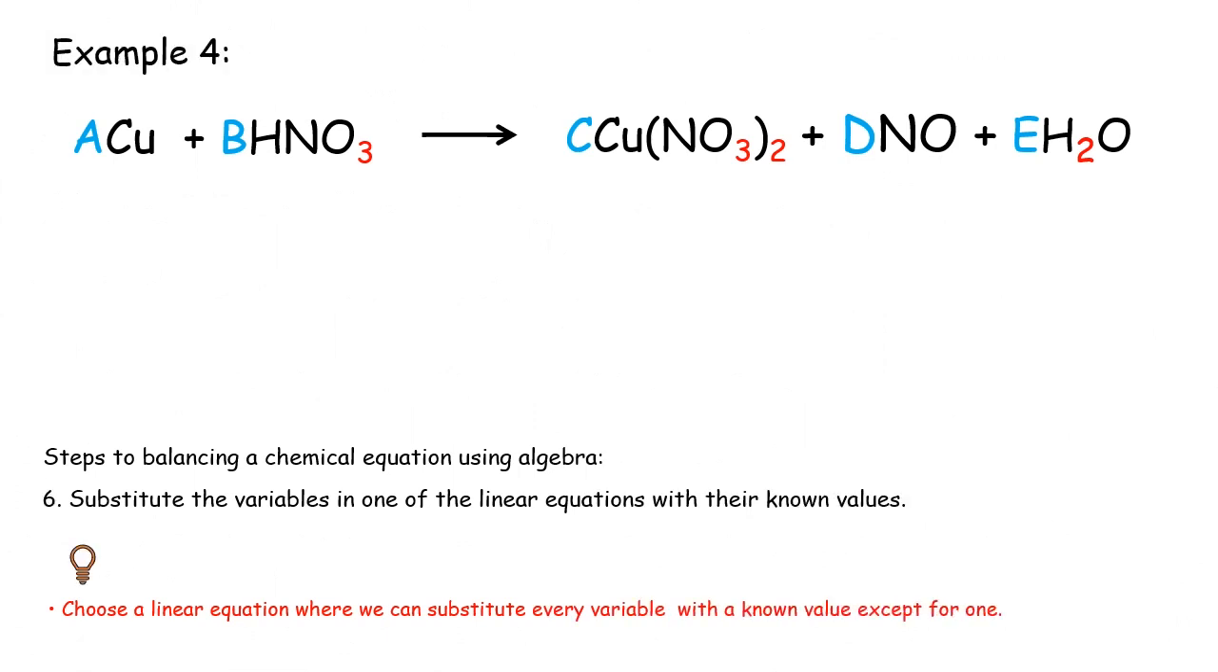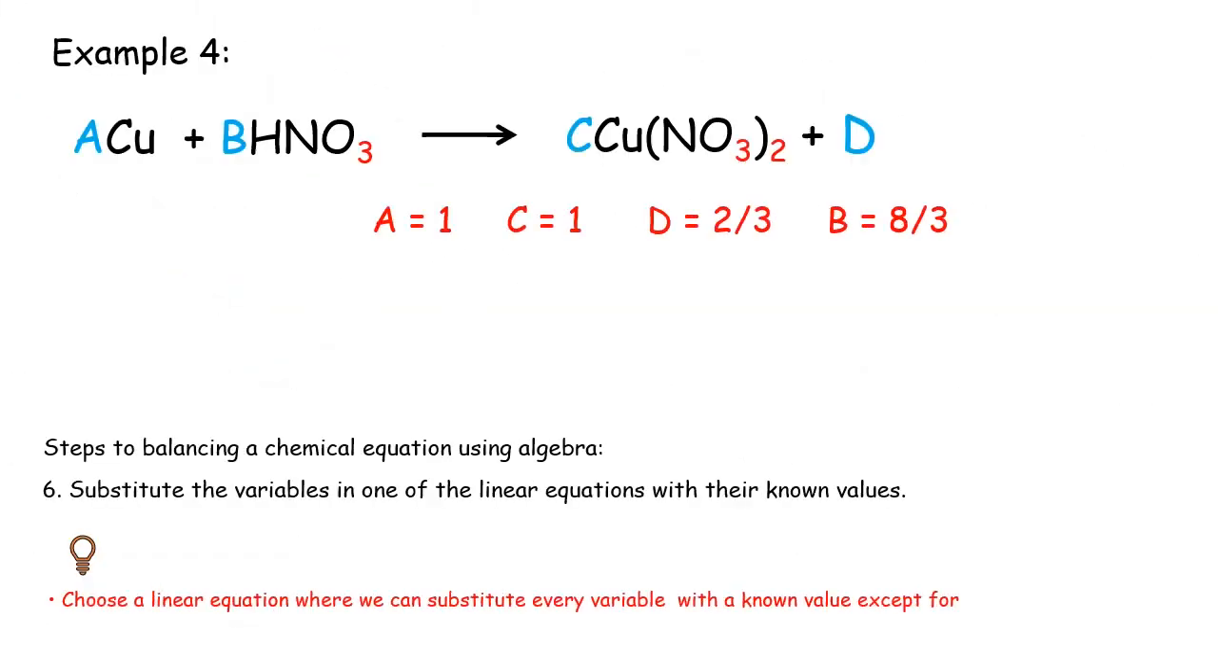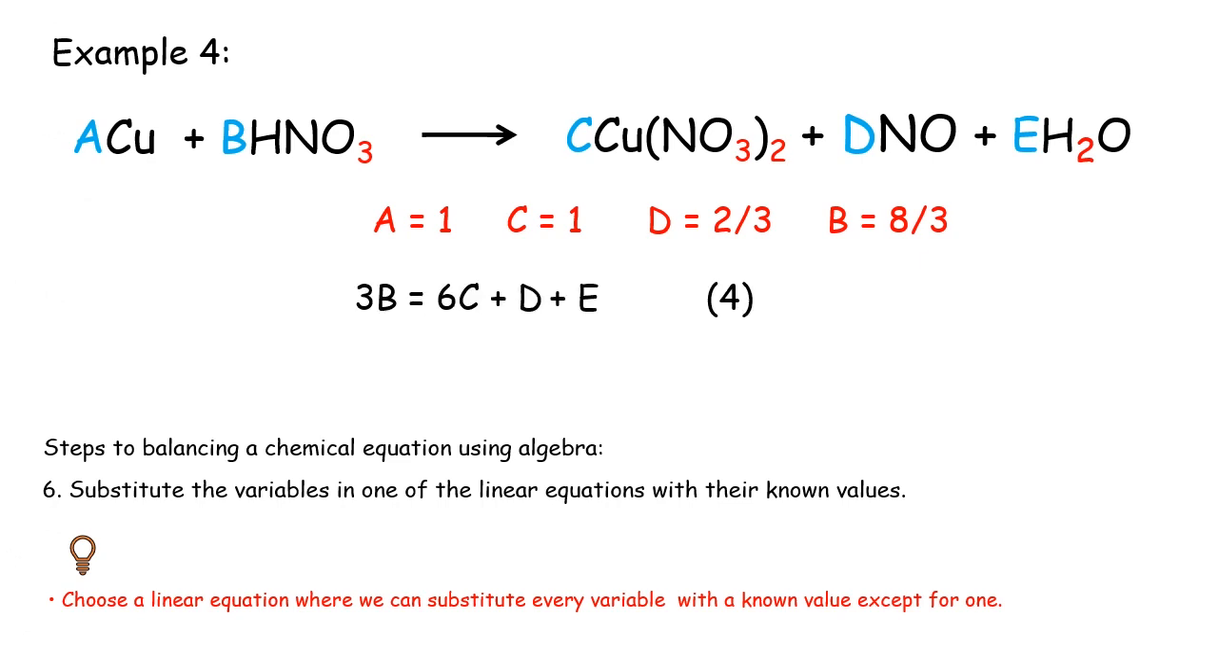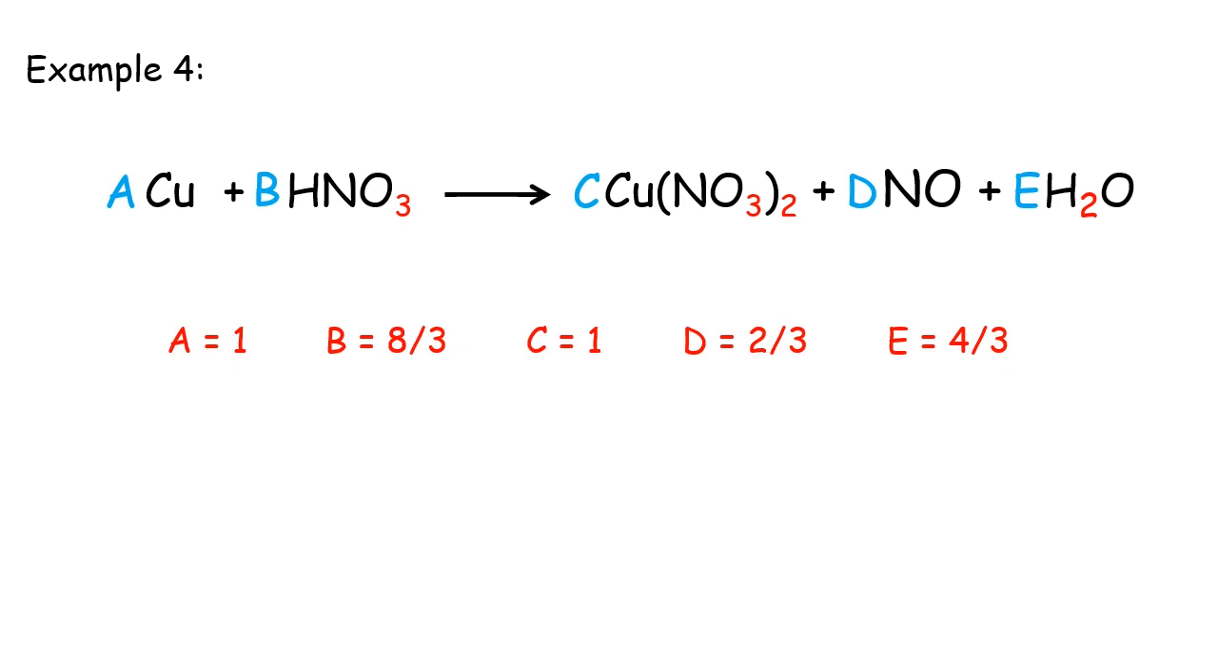We now have known values for variables a, c, and d. We can substitute variables c and d in equation 3 with 1 and 2/3 respectively to solve for b, giving us 8/3. Lastly, we are going to solve for variable e by substituting the variables b, c, and d in equation 4, with 8/3, 1, and 2/3 respectively, giving us 4/3. We now have solved the values for all the variables.